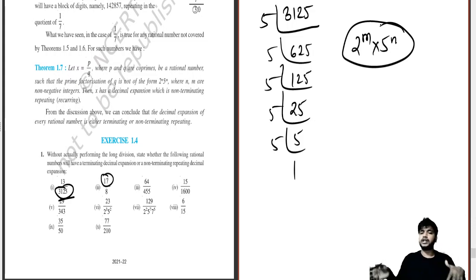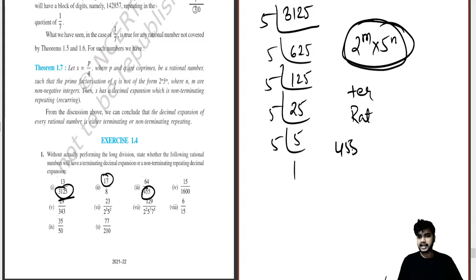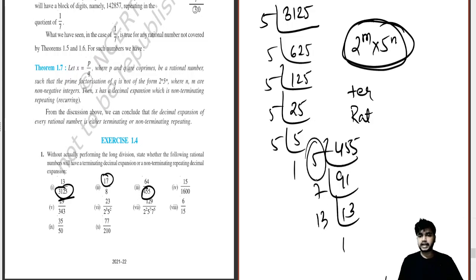25, 625, 40, 80, 100, 160, 320. These are all the elements of 2 to the power m into 5 to the power n. If you have any kind of these denominators, they are terminating and rational. Like if you see over here 455. If you divide it, it becomes 5, 91. Now this becomes 7, 13, 13, 1. So you have, other than 5 and 2, 7 and 13. That means it is non-terminating. Now it will be recurring or non-recurring.